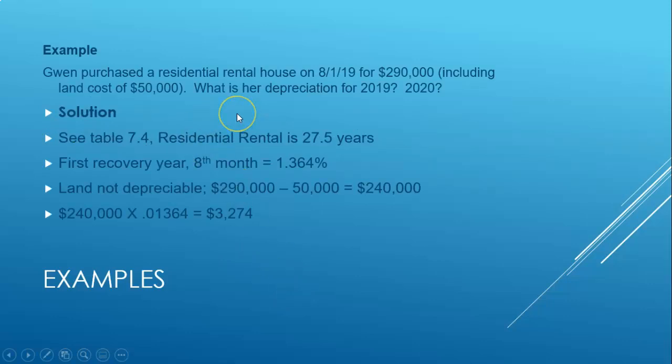Okay. So, we have 27 and a half years is what we figured out. The first recovery year, the eighth month, we saw was 1.364%. So we take the 290,000, we subtract out the land, that's 240,000. We multiply that times the 0.01364, which is where we moved our decimal over two places to the left to get that. And that equals $3,274 for 2019.